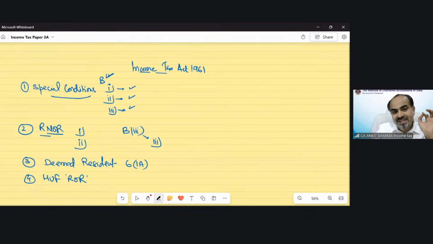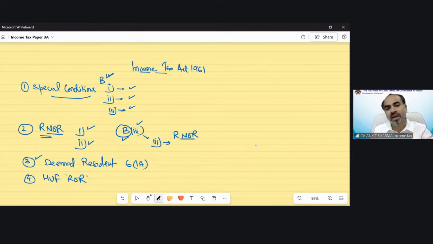Then I will ask resident and not ordinary resident condition number 1 and condition number 2. You must have remembered that for category B, the third category person, the third special condition individual has an additional condition to become a resident and not ordinary resident. So two conditions are the same, but there is an additional condition for B third category individuals in case of resident and not ordinary resident. Then somebody will explain deemed resident under section 6(1)(a), and then the HUF, if HUF needs to be a resident and ordinary resident.